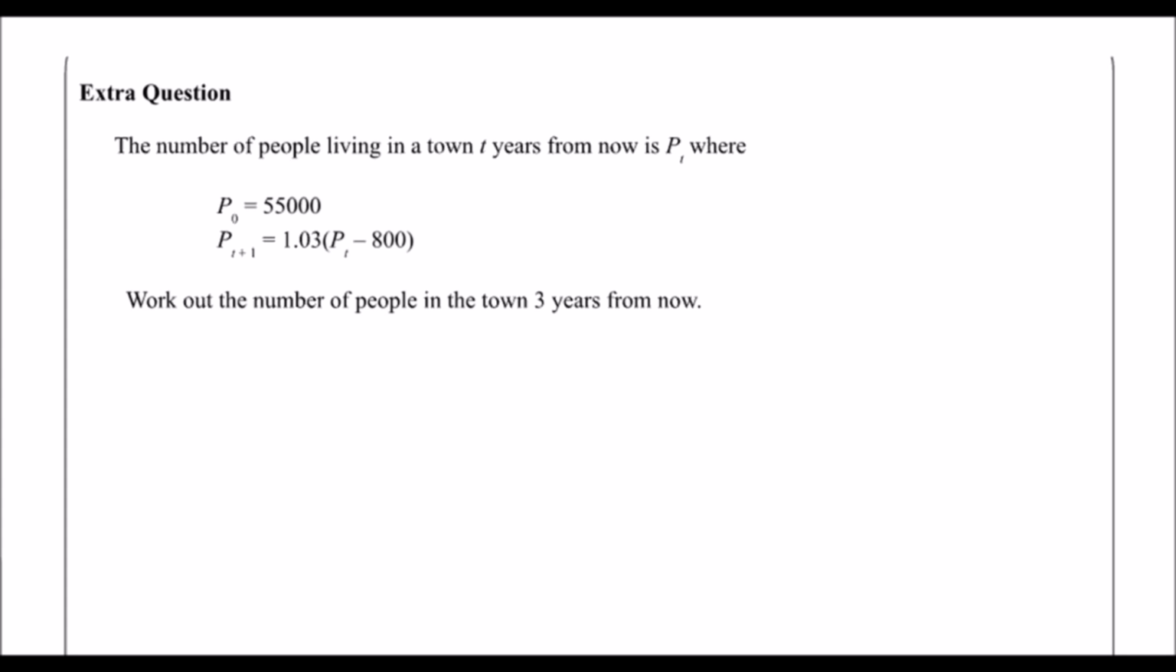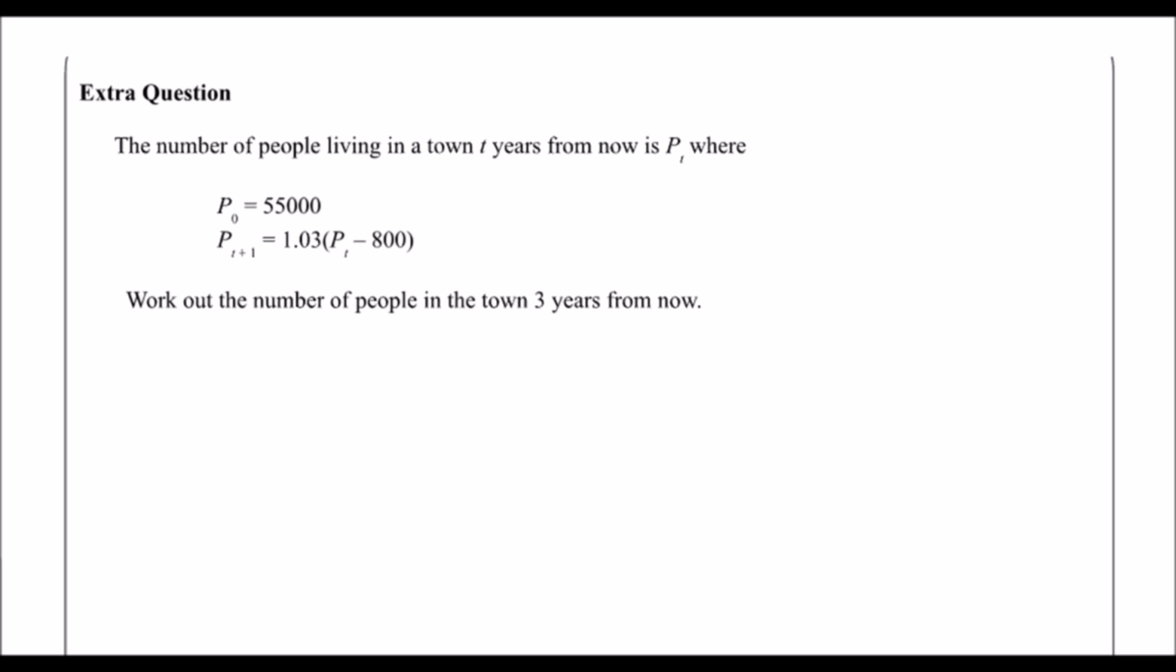Here we have one more question. So I got to the end of writing down the topics and I realized I'd missed out iteration, so I've added a question onto the end of the paper. The number of people living in a town t years from now is pt, where p0 is 55,000 and pt plus 1 is 1.03 times pt minus 800. Work out the number of people in the town 3 years from now.